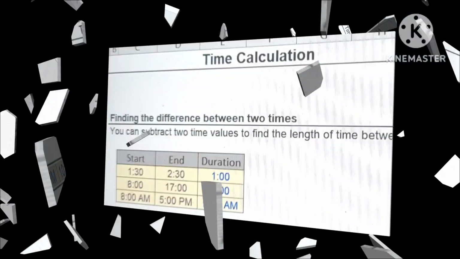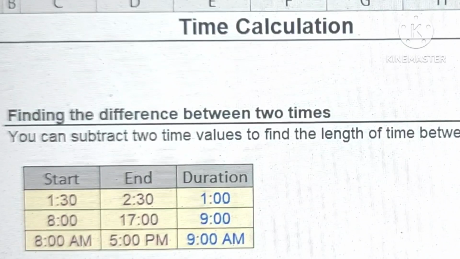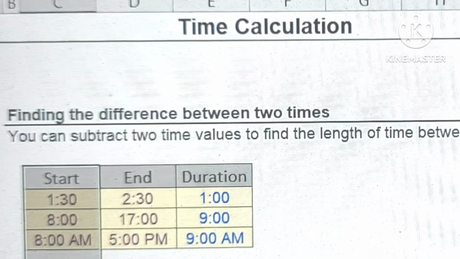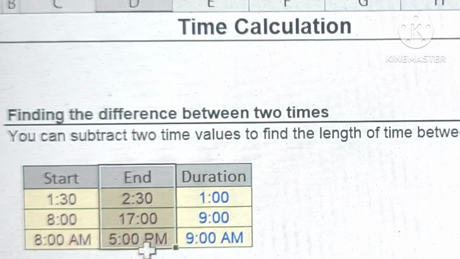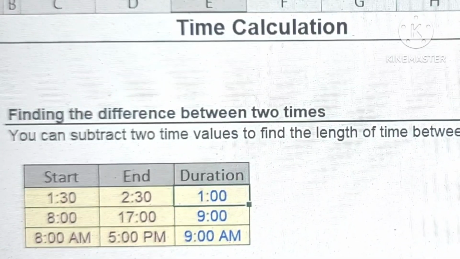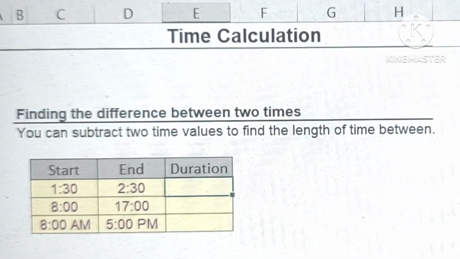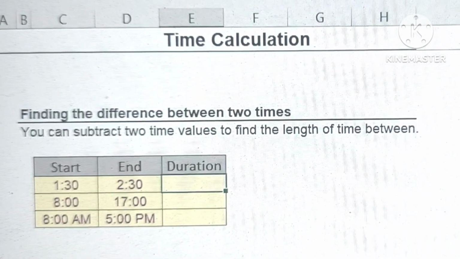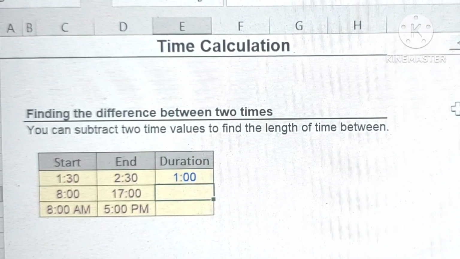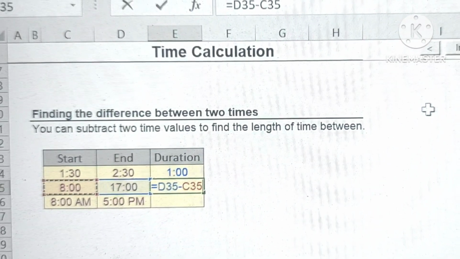Now let's start with an example. Let's see first finding the difference between two times, or finding the duration between two times. This is my start time, as an example I have taken three times, and this is the end time. Let's find the duration. Let me clear this first. Duration is nothing but the subtraction of one time from another. So equal to this minus this will give me the duration, right? Similarly, this minus this will give me the duration.